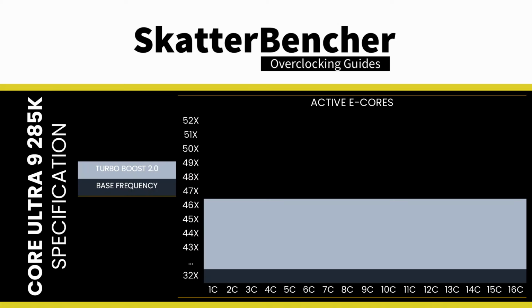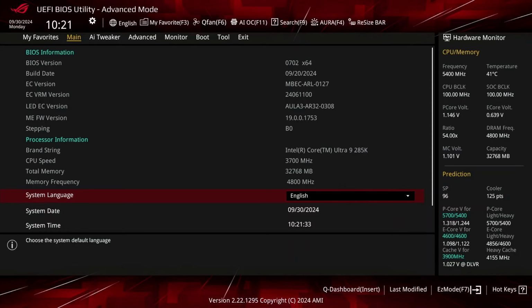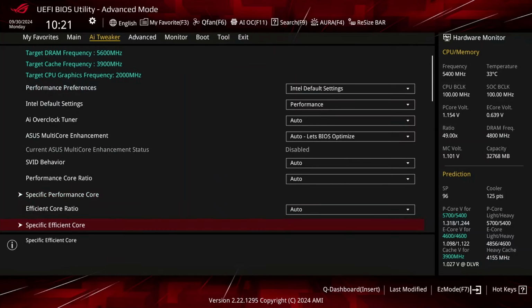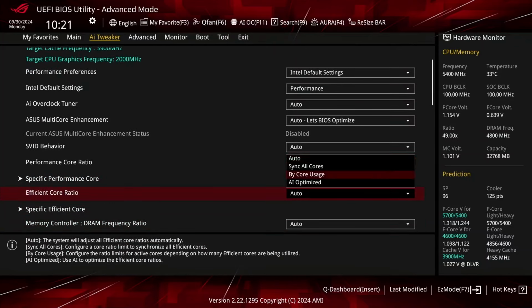On the Core Ultra 9 285K, the E-core turbo ratio limit starts from 32x, which is the same as the advertised E-core base clock frequency. By default, the E-cores of the Core Ultra 9 285K can clock up to 4.6 GHz, whether a single or all 16 E-cores are active. For the E-cores, we can configure 8 different scenarios. Each scenario has a number of active E-cores and a target ratio.